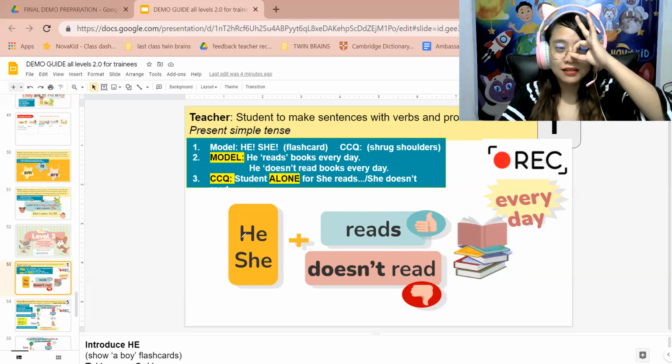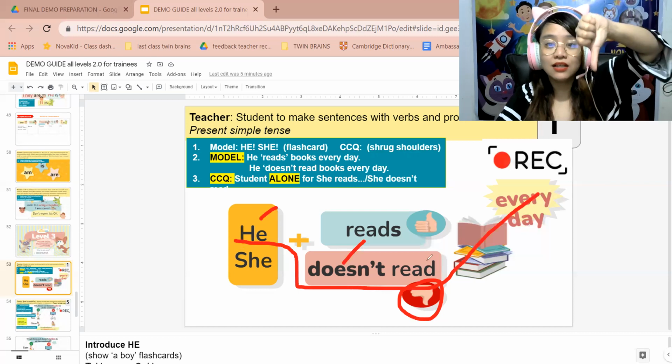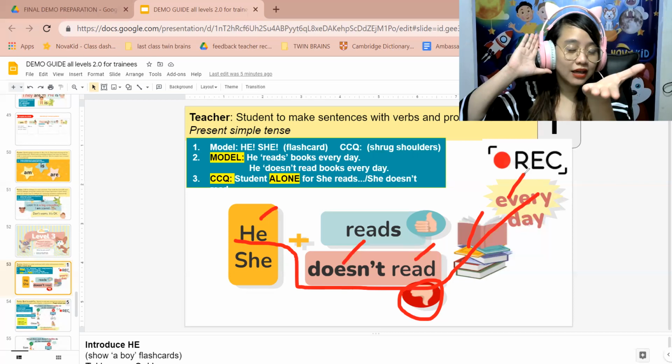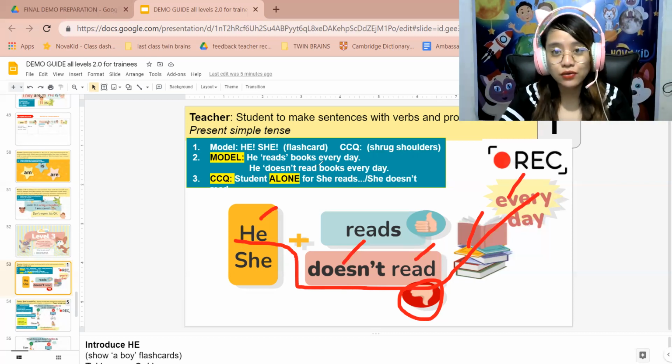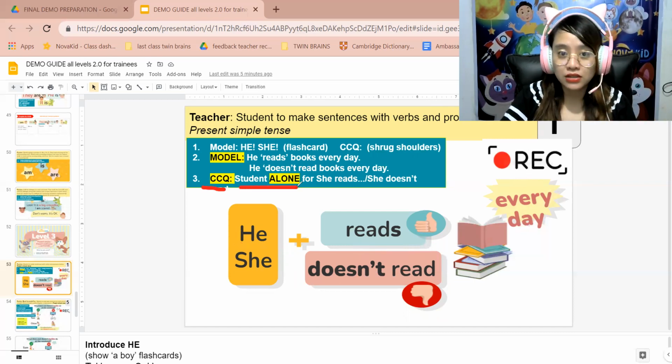Look, draw a line and read. He doesn't read books every day. He doesn't read books every day. Nice job. So that is how you model. You use the pronoun he for reads and doesn't read. As for the CCQ, you just have to let the student read alone for reads and doesn't read.